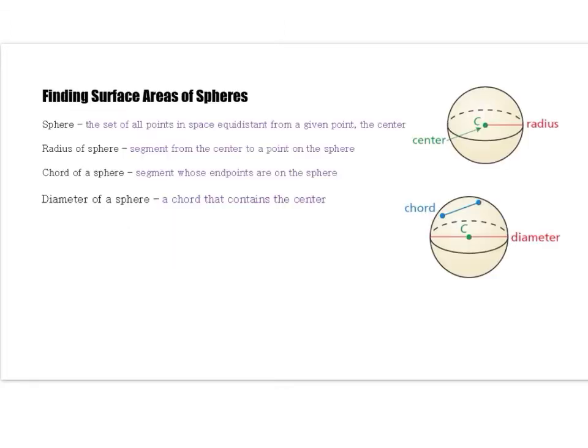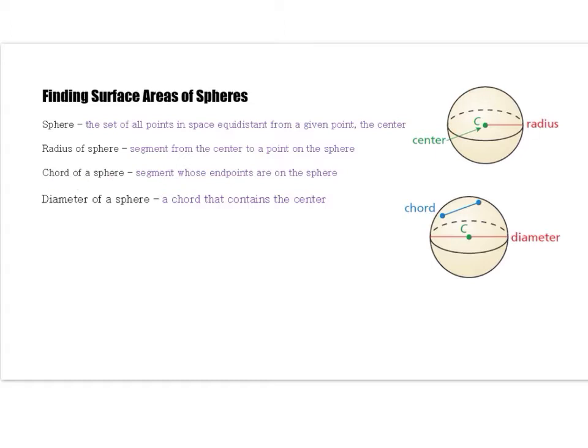Let's start with some key vocabulary. To find surface area of spheres, let's get to know the parts of a sphere. First of all, a sphere is the set of all points in space equidistant from a given point, known as the center. So here's an illustration of a sphere. We know that the center of the sphere is right there in the middle, and then the radius is any length segment from the center to a point on the sphere. And there are infinitely many radii. It's not just right here, but this is an example of one radius of this given sphere.